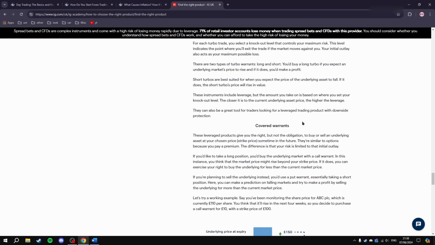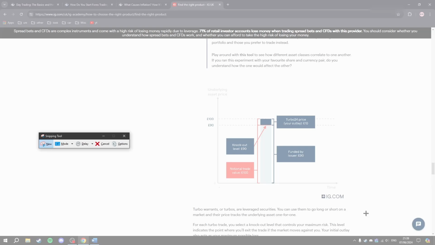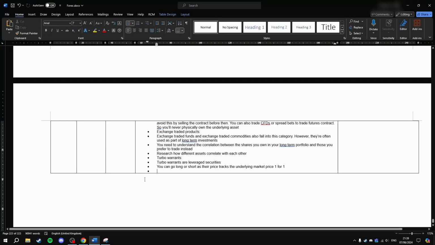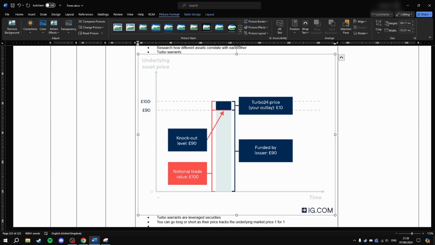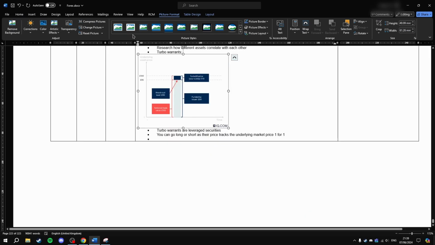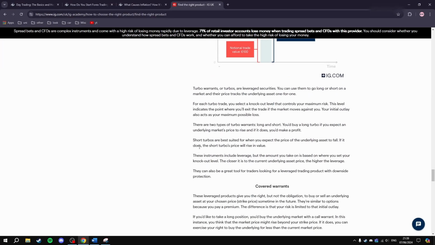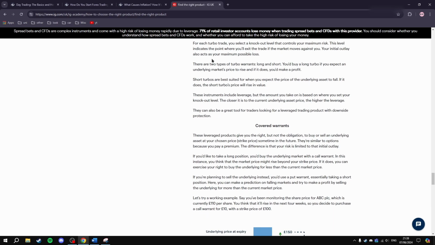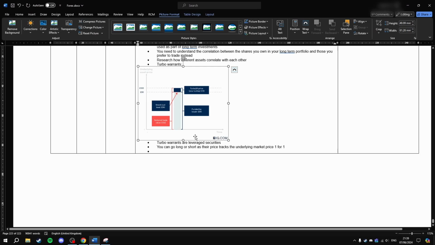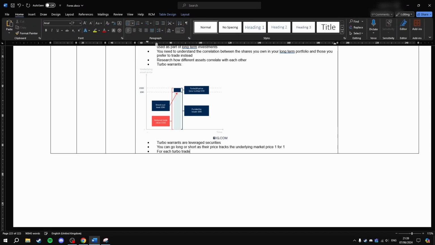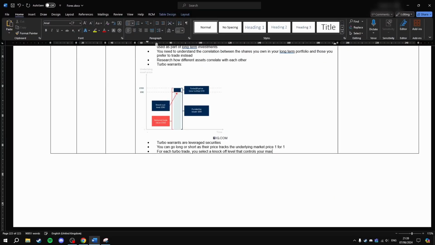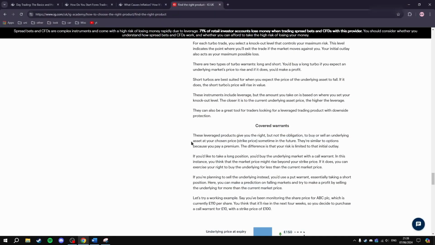For each turbo trade, you select the knockout level that controls your maximum risk. Oh wait, I forgot. Cheeky little diagram. Okay. For each turbo trade, you select the knockout level that controls your maximum risk.